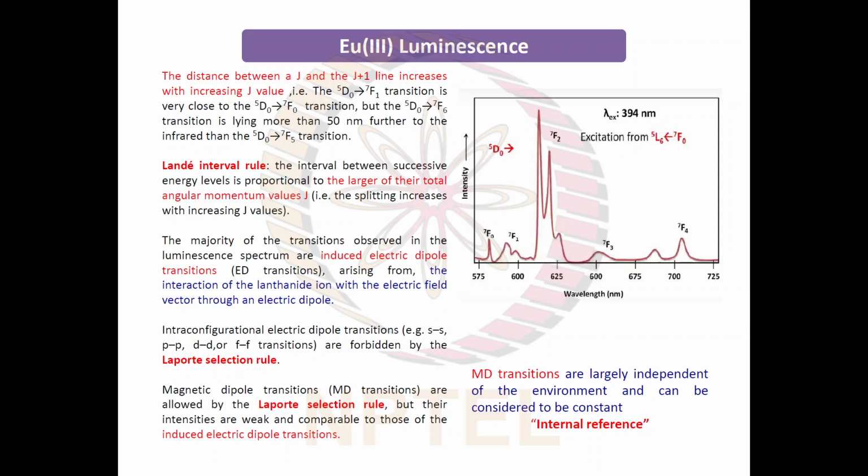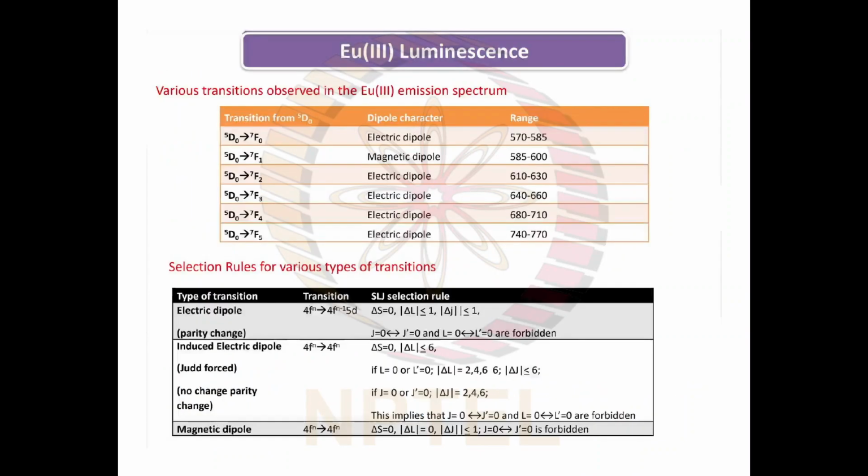MD transitions are largely independent of the environment and can be considered constant, which is known as the internal difference. Now, the various transitions observed in the Eu3+ emission spectrum are: 5D0 to 7F0, which is electric dipole, range 570 to 585; 5D0 to 7F1 is a magnetic dipole, 585 to 600; 5D0 to 7F2 is electric dipole, 610 to 630.